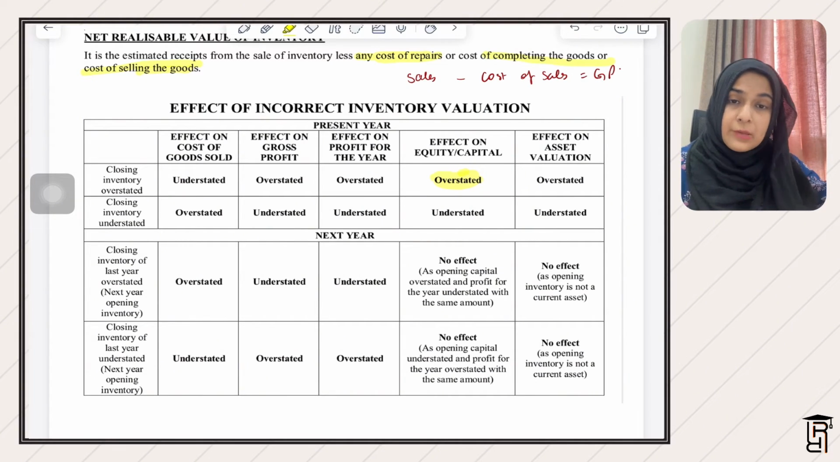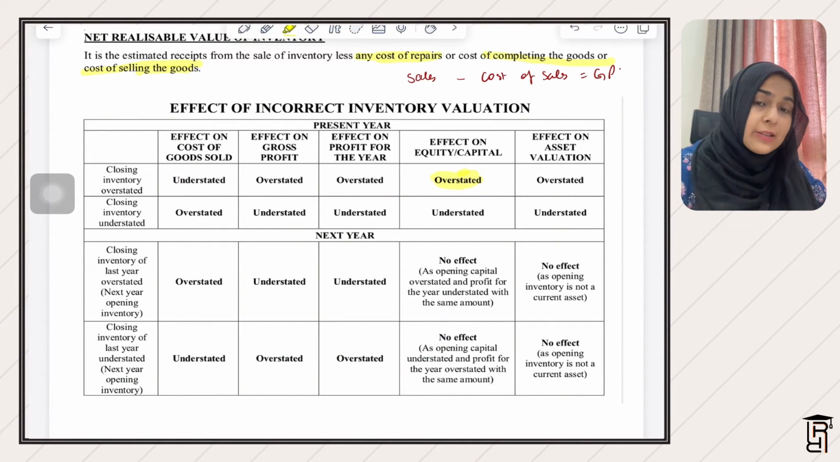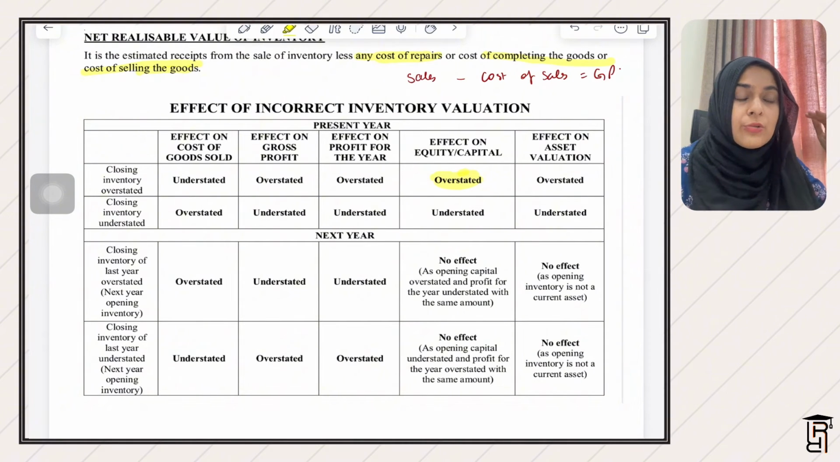So capital at start, plus profit for the year, less drawings, is equal to capital at end. Again, your profit is understated, that is why your capital at end is also understated. The asset valuation, obviously in the statement of financial position you write the closing inventory, and because closing inventory is understated, your asset valuation will also be understated.